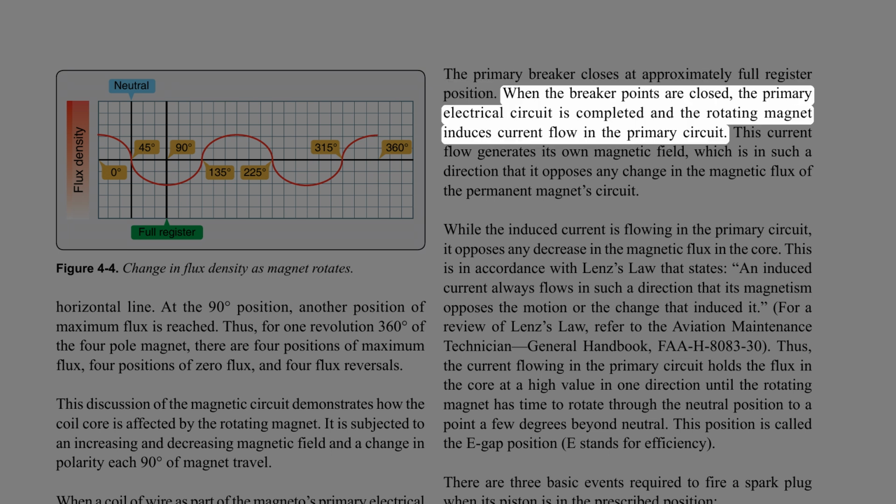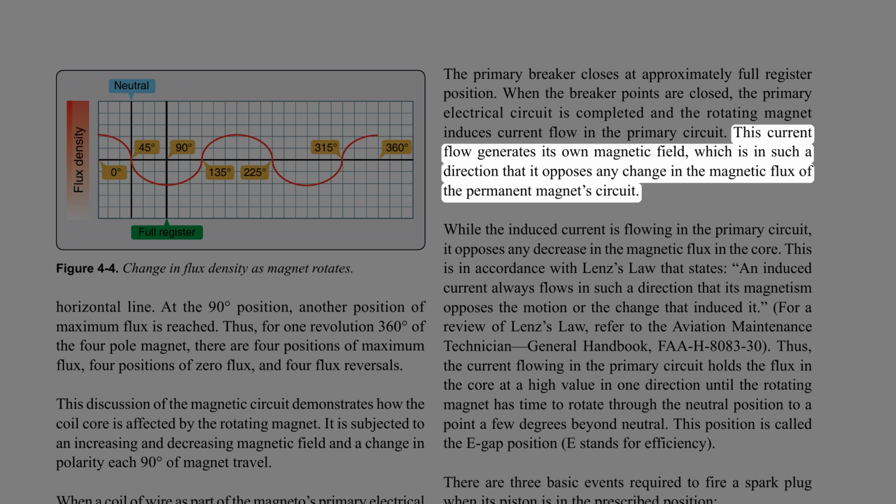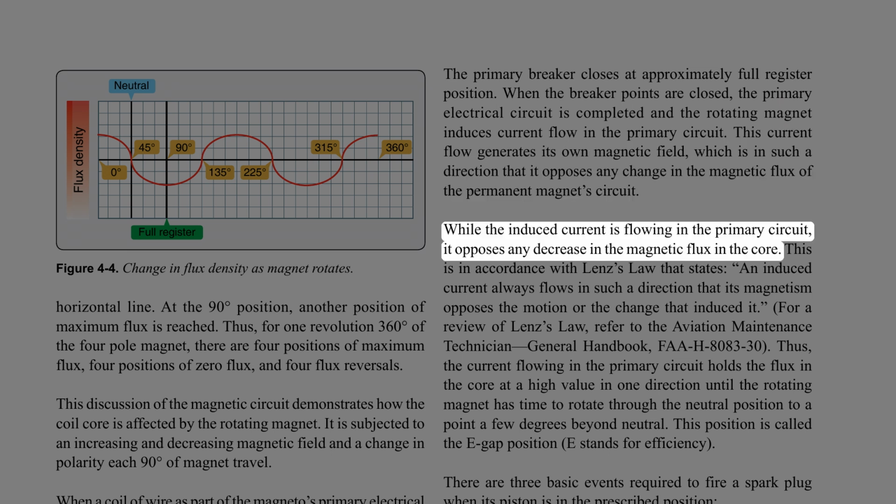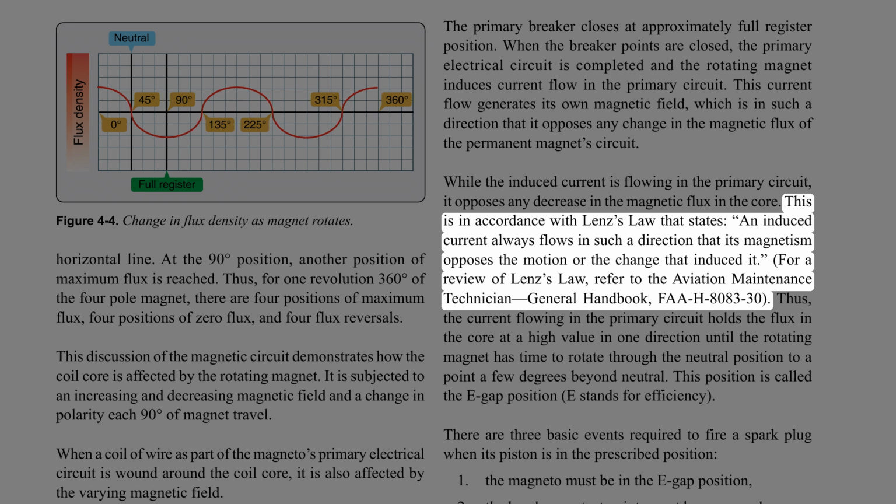When the breaker points are closed, the primary electrical circuit is completed and the rotating magnet induces current flow in the primary circuit. This current flow generates its own magnetic field, which is in such a direction that it opposes any change in the magnetic flux of the permanent magnet circuit. While the induced current is flowing in the primary circuit, it opposes any decrease in the magnetic flux in the core. This is in accordance with Lenz's law, which states, an induced current always flows in such a direction that its magnetism opposes the motion or the change that induced it. For a review of Lenz's law, refer to the Aviation Maintenance Technician General Handbook, FAA-H-8083-30.